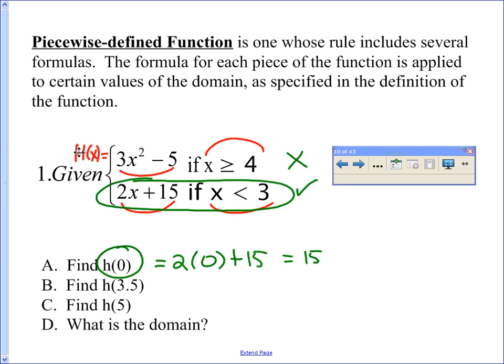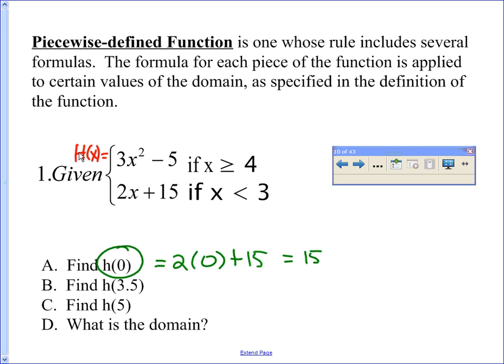Let's look at B now. B is h of 3.5. If I'm dealing with h of 3.5, then I need to find out where 3.5 is. Is 3.5 greater than or equal to 4? No, it is not. Is 3.5 less than 3? No, it is not. So this one is undefined.